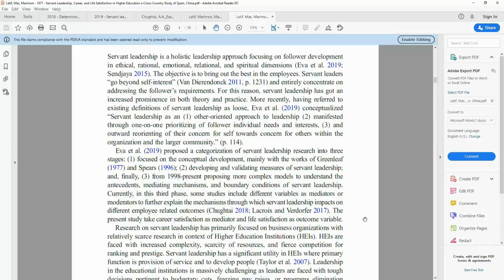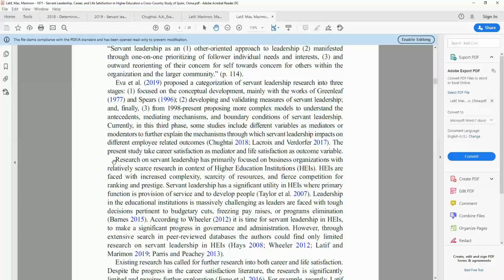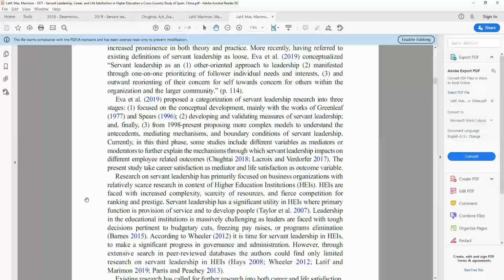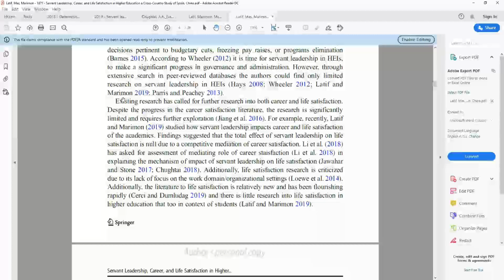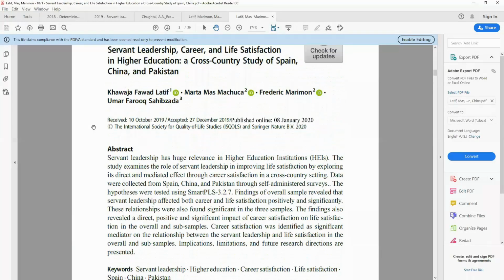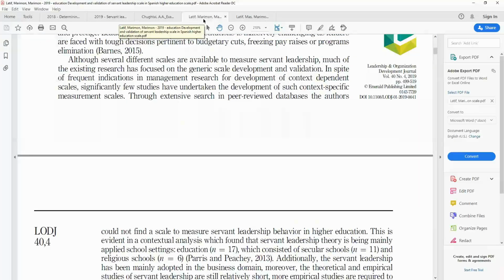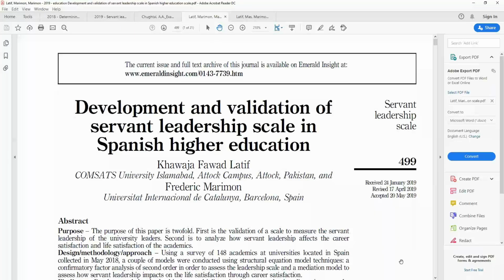Now, obviously, this research is focused on higher education, so more or less you will see the same text that has been previously mentioned. Same goes for career and life satisfaction. You would say, well, okay, this is similar research. So what are they doing new? So what's new in this research? This is our research. But if you look at it, this research actually focused on one country, Spain.